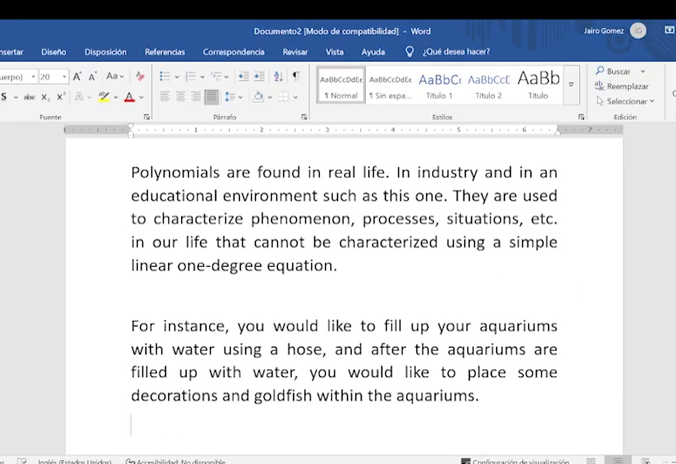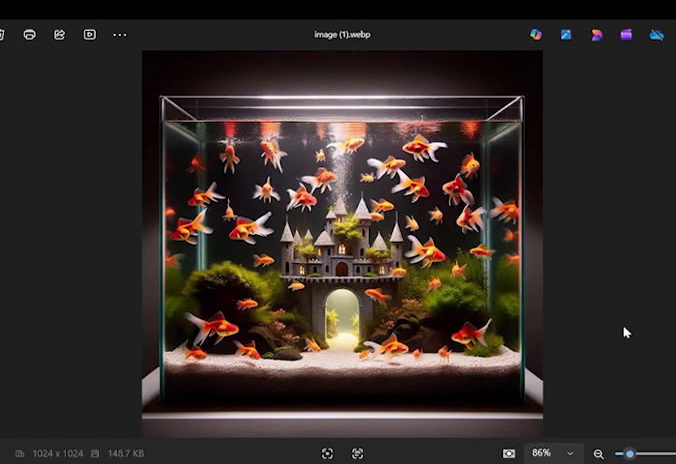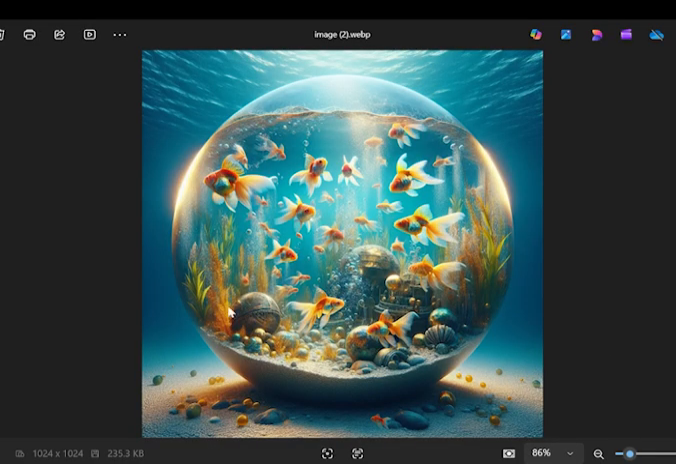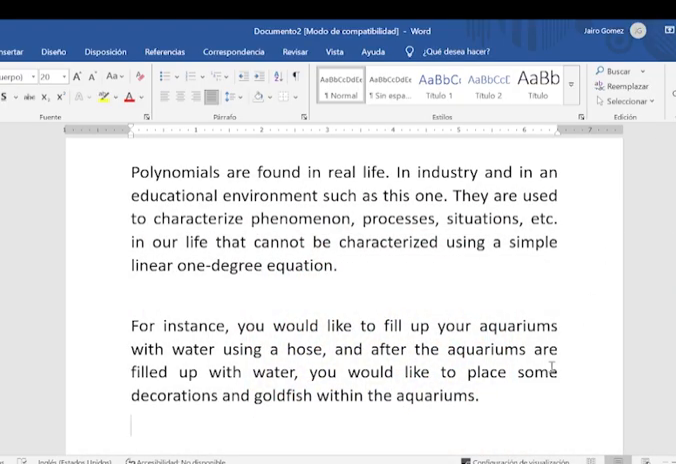So I came up with 2 aquariums just so we're talking apples with apples. This would be a rectangular aquarium with your castle, your little vegetation, and your goldfish, if you go with the rectangular route. And if you go with a spherical, well, you have also your decorations, your little vegetation, and your goldfish. So here your goldfish seem to be swimming and thriving in both situations. Whichever one you choose will be a good choice.